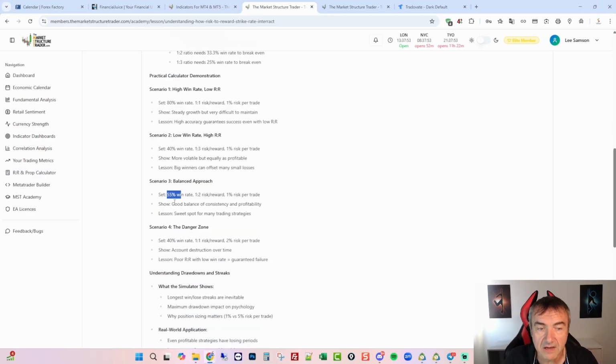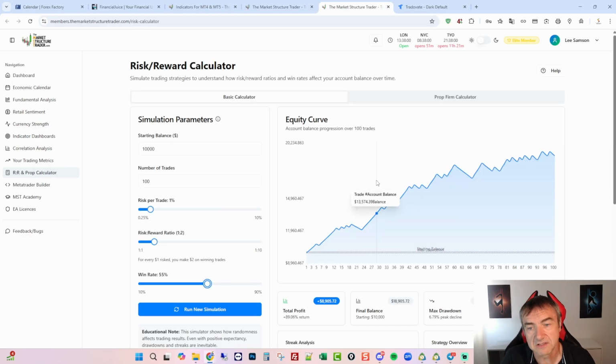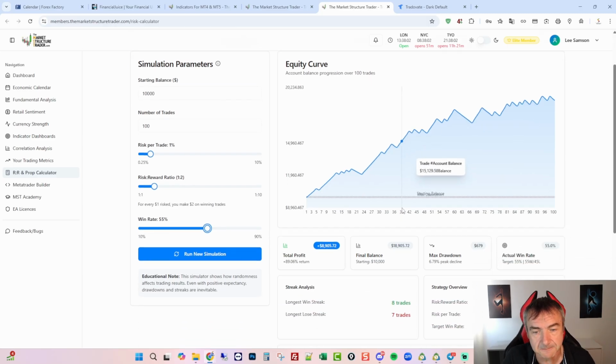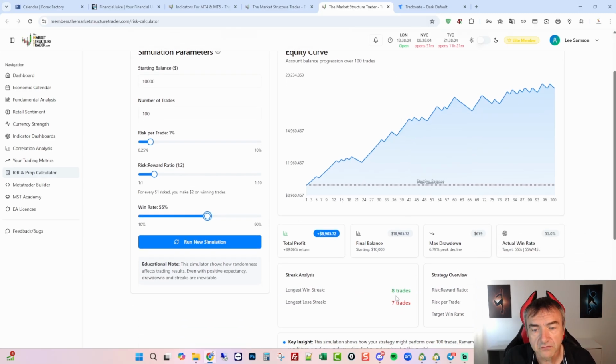So that strategy there is a good balance of consistency and profitability. And you can see it's kind of the sweet spot for many trading strategies. But if we run simulations on this, if I scroll down, you'll see here we've got a roughly even number of trades. We've got 8 winners there and 7 losers as our biggest streak. And you can see the equity curve play out there.